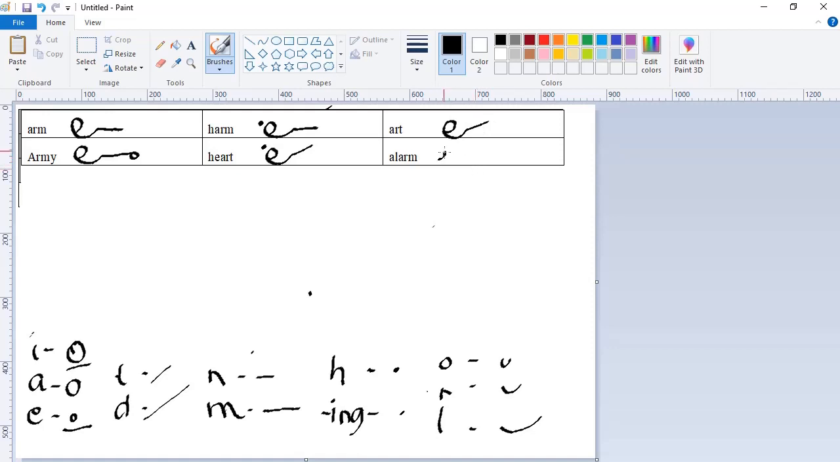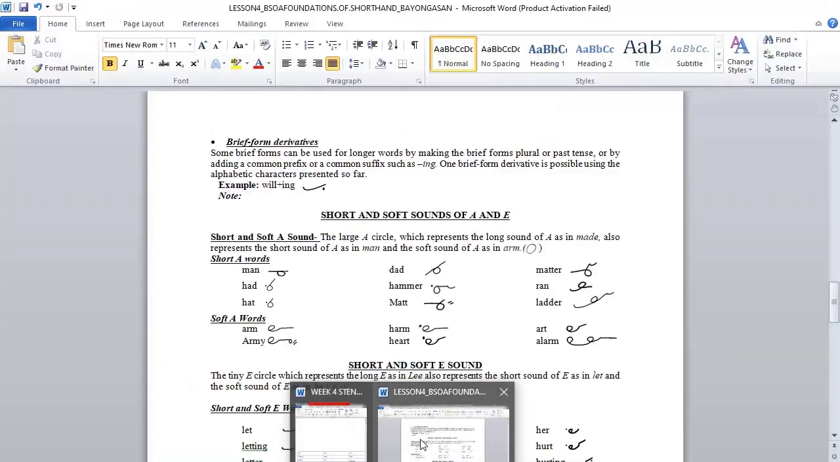Alarm. So, we have A, L, A, R, alarm. Ulitin po natin. We have A, La, R, M. See? So, that is how you stroke yung ating mga sounds with short A. Soft A. Okay? So, now let's move on to our next part ng ating lesson.